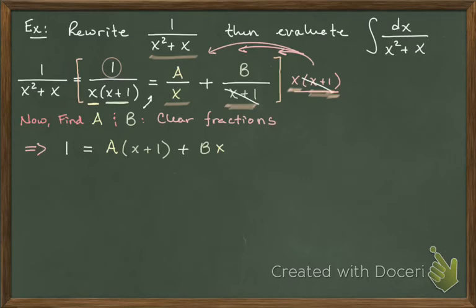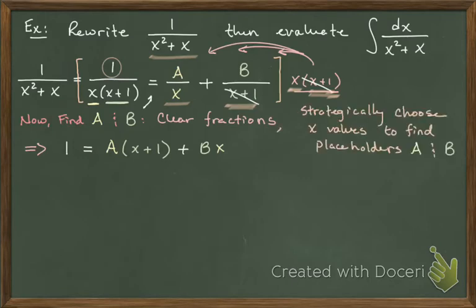And there's a clever way to do this. Basically, we choose x's strategically so that we're able to find these placeholders a and b. Okay? There's a couple different ways to do this, but one of the main ways we like to use is we choose x so that I can hopefully eliminate one of my unknowns. x can potentially be anything. So what I'm going to do is choose x so that I hopefully eliminate a and b. Not simultaneously, but one at a time.